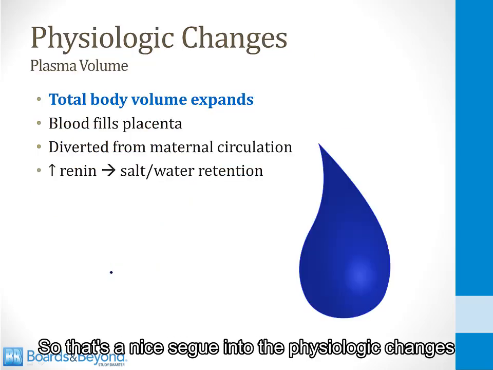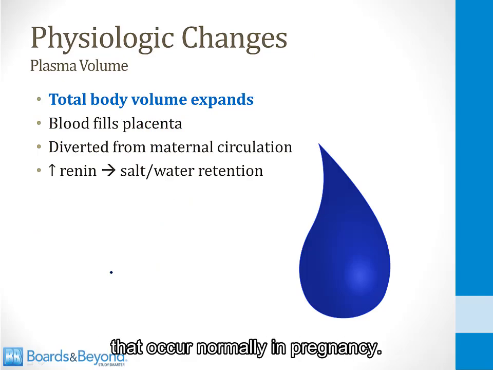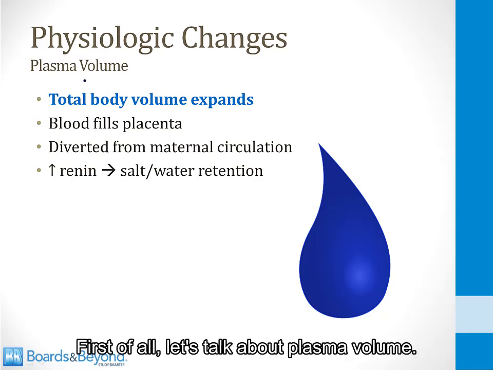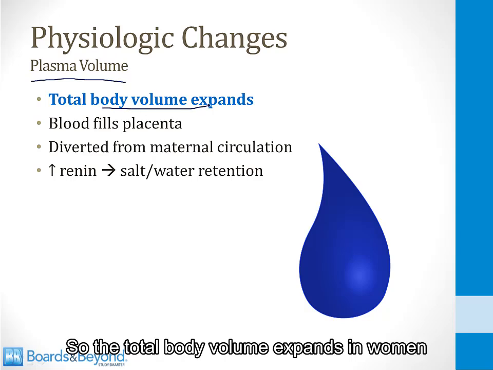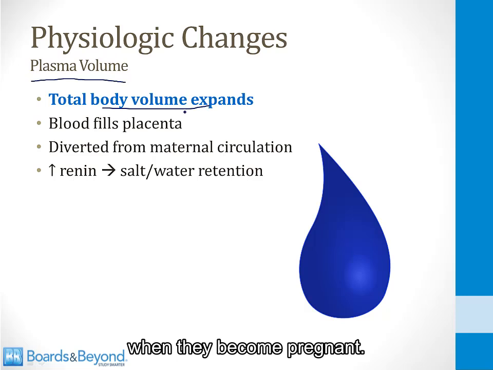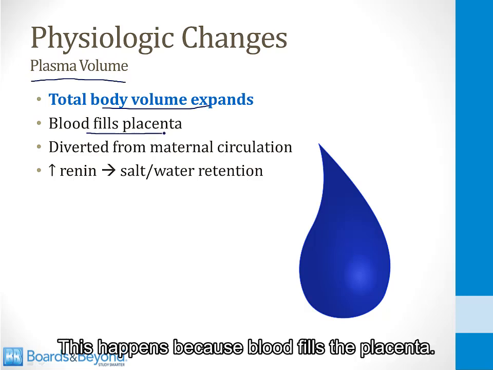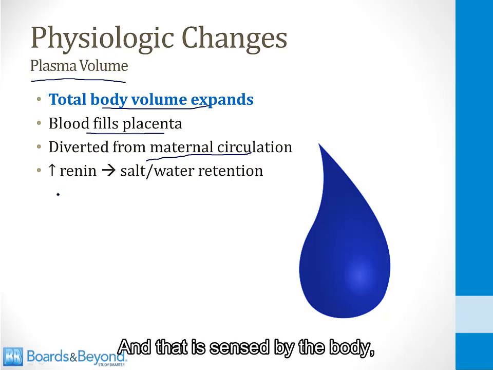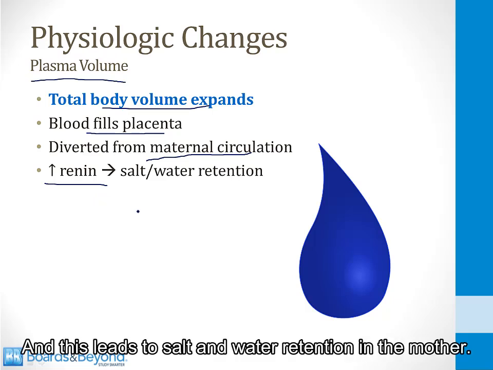So that's a nice segue into the physiologic changes that occur normally in pregnancy. We'll go through these in the next few slides. First of all, let's talk about plasma volume. So the total body volume expands in women when they become pregnant. This happens because blood fills the placenta, it's diverted away from the maternal circulation, and that is sensed by the body, and there's more renin released by the kidneys, and this leads to salt and water retention in the mother.